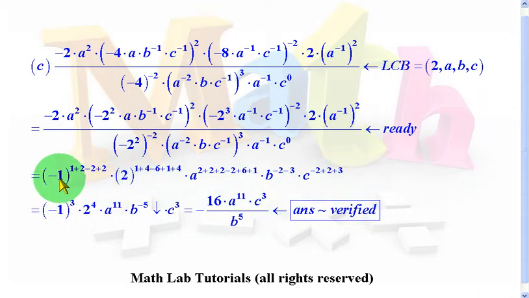Now, again, we've got a base -1, base 2, base A, base B, base C. And each of these bases have integer strings in the exponents. And now it becomes a piece of cake to simplify this. Over here we get -1 to the power 3. Over here we get 2 to the power 4. Over here we get a to the power of 11. Over here we get b to the power -5. Over here we get c to the power 3.